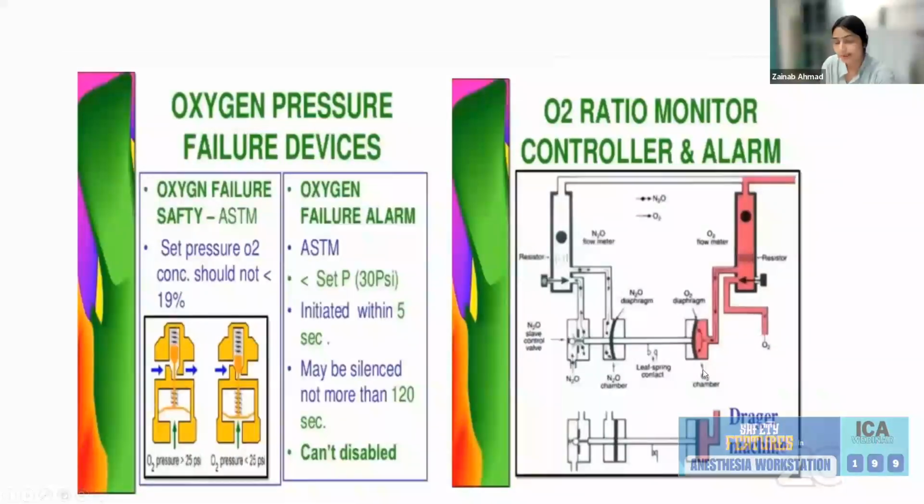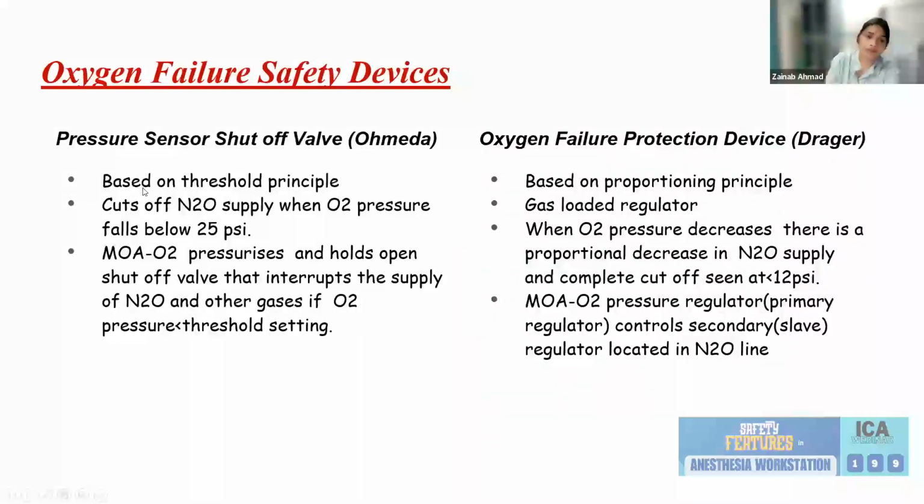See, this is the oxygen, and this is the diaphragm. Only when the oxygen pressure decreases to less than 12% is there a complete shut-off. Otherwise, it proportionately decreases the nitrous supply through the diaphragm. Meaning the nitrous decreases proportionately. So, as told by me, the pressure sensor shut-off valve is based on the threshold principle. It cuts off the nitrous supply when the oxygen supply falls below 25 psig, and the mechanism of action is that oxygen pressurizes and holds open the shut-off valve, which interrupts the supply of nitrous and other gases if oxygen pressure is less than the threshold setting.